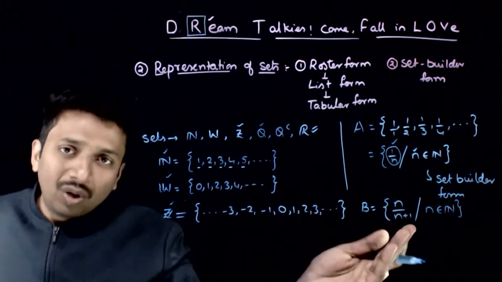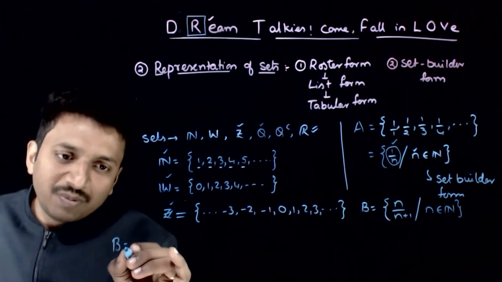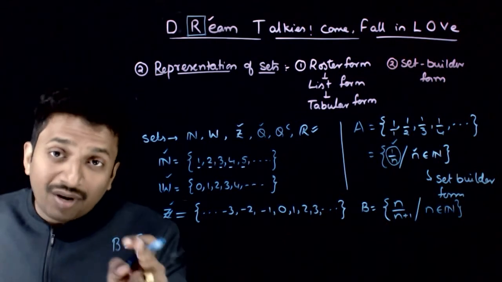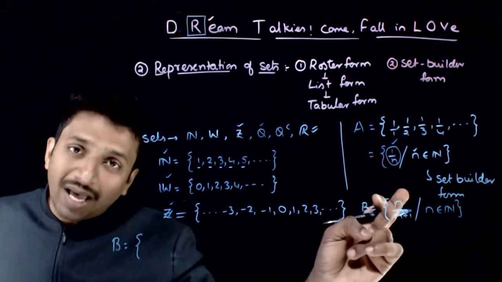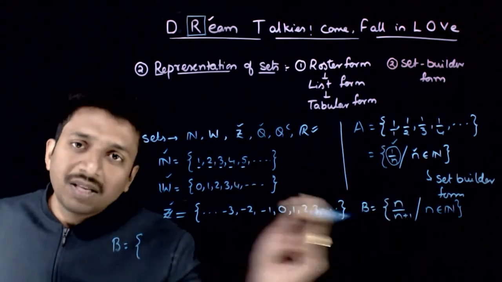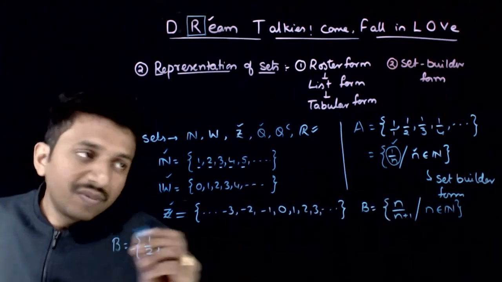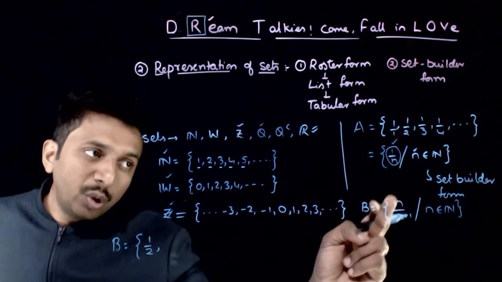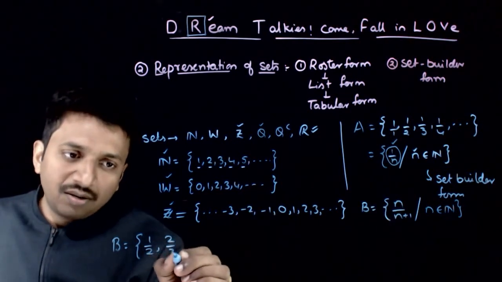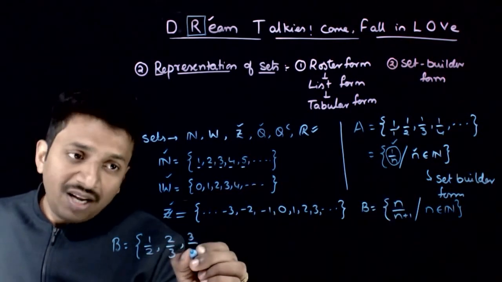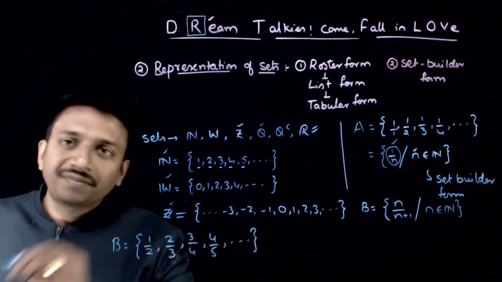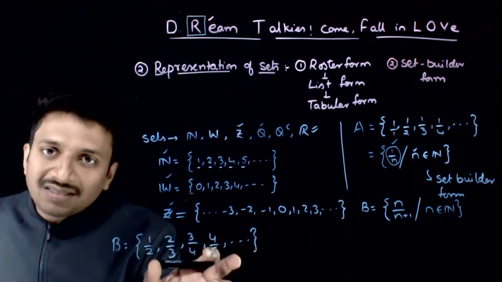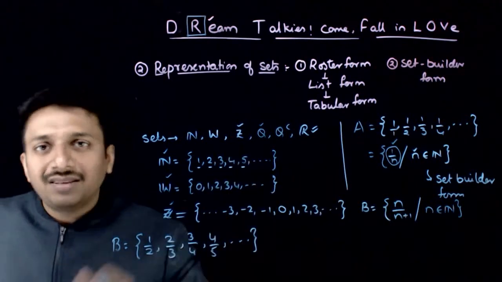Yes. So if I have to write it in roster form, B is equal to the set containing, first, n is a natural number, so n becomes 1 first. 1 by 1 plus 1 is 1 by 2. Next n becomes 2. 2 by 2 plus 1 is 2 by 3. 3 by 3 plus 1 is 3 by 4. 4 by 4 plus 1 is 4 by 5, and so on. So this is the set I am talking about by this set builder form.